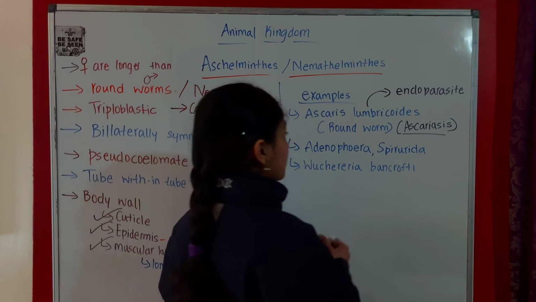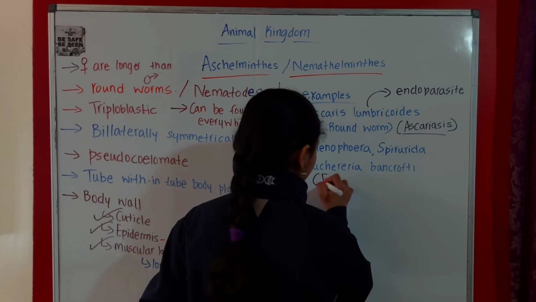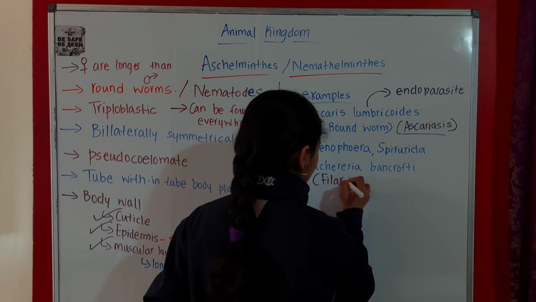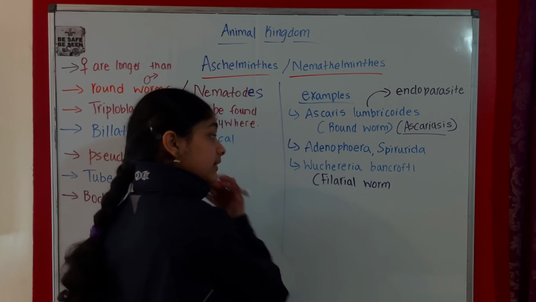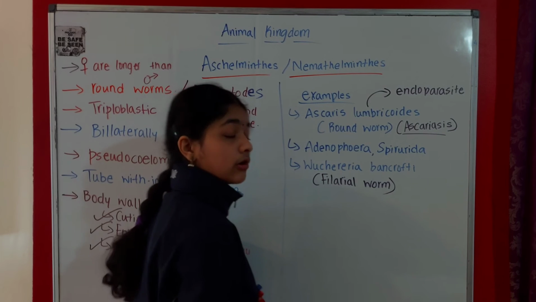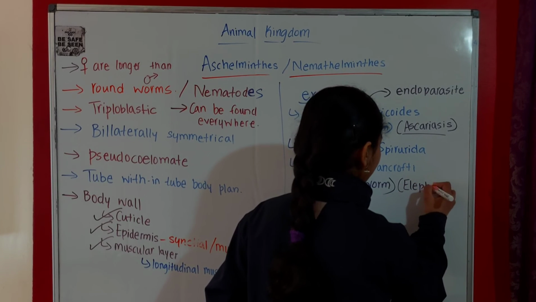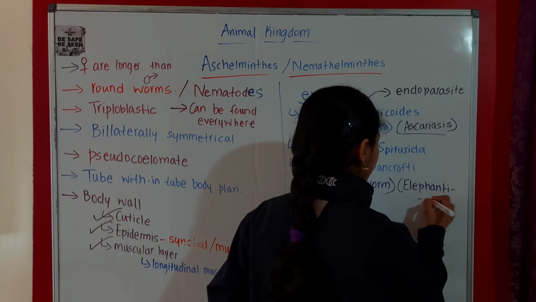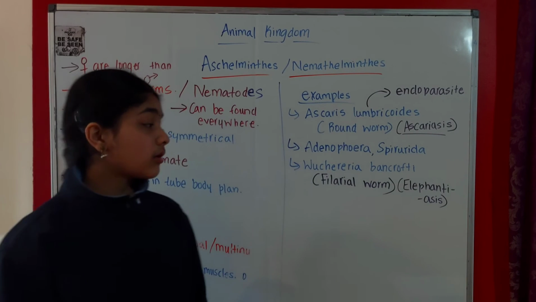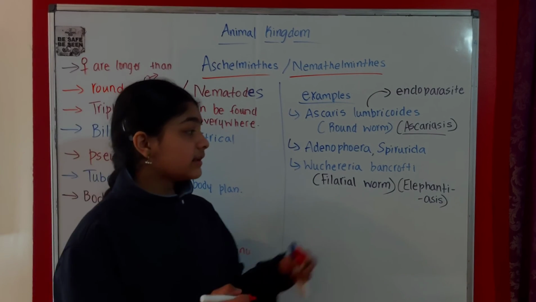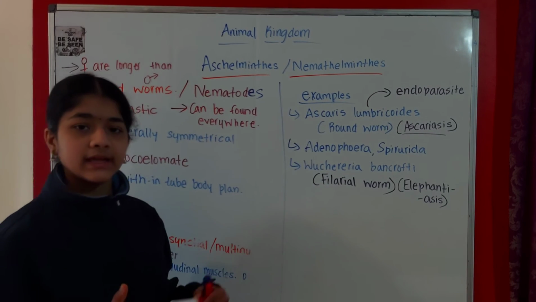This Wuchereria bancrofti is called the filarial worm. The common name is filarial worm. And this Wuchereria bancrofti causes a disease called elephantiasis. So elephantiasis is the disease caused by Wuchereria bancrofti, and in humans this disease is caused. This is also an endoparasite, that is the filarial worm.